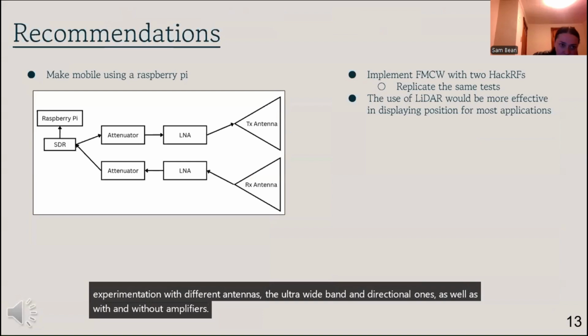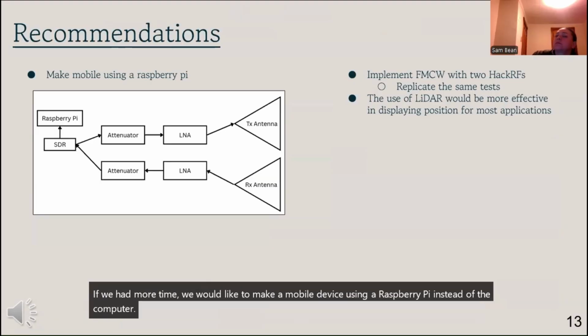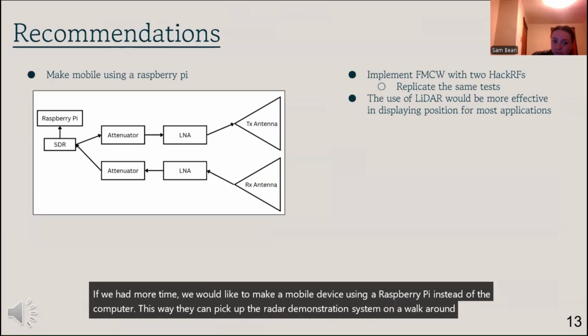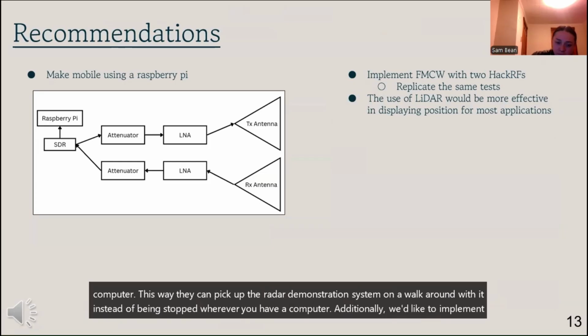If we had more time, we would like to make a mobile device using a Raspberry Pi instead of the computer. This way, they can pick up the radar demonstration system and walk around with it instead of being stuck wherever you have a computer. Additionally, we'd like to implement frequency modulated continuous wave with 2 HackRFs.